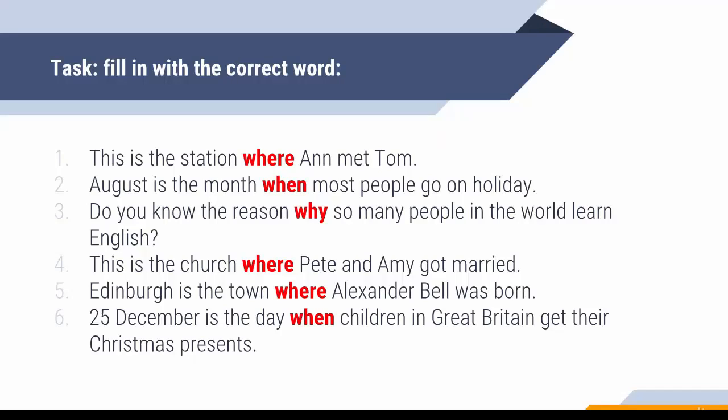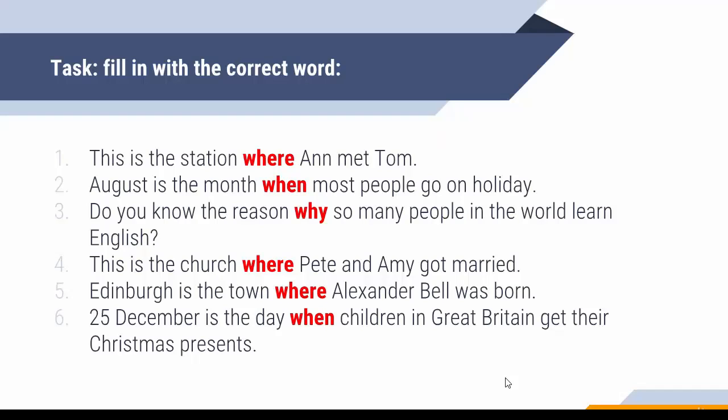This is the church, place, where Pete and Tammy got married. Edinburgh is the town, place, where Alexander Bell was born. The 25th of December is the day, time, when children in Great Britain get their Christmas presents. About these linking words again: where, places; when, time; why, reason; who or that, people; which or that, things.